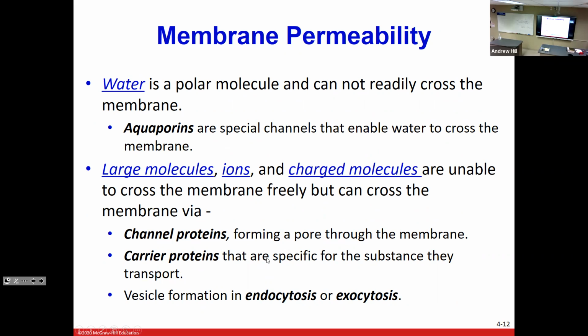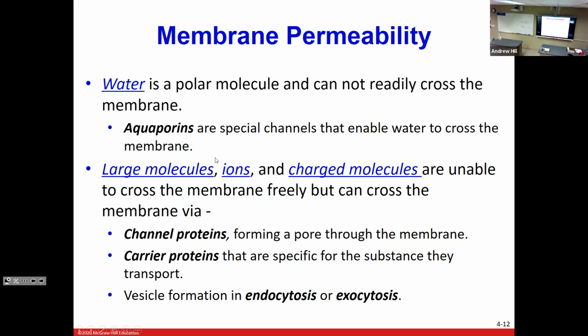Actually, okay, I guess we got a little ahead of ourselves before. So water is a polar molecule. It cannot readily cross the membrane. We talked about that earlier, right? So the way they get across is through these aquaporin channels. Sorry about that, I got mixed up. You understood what I was talking about earlier, right?